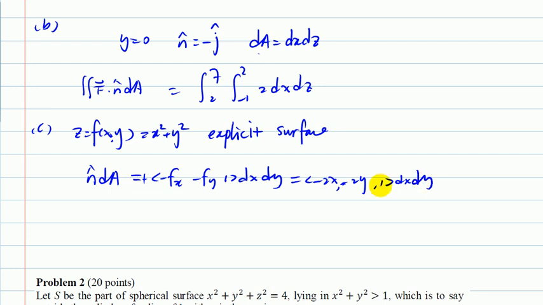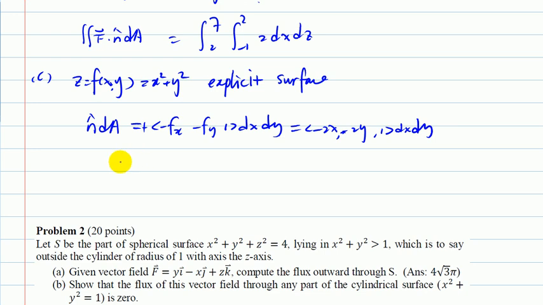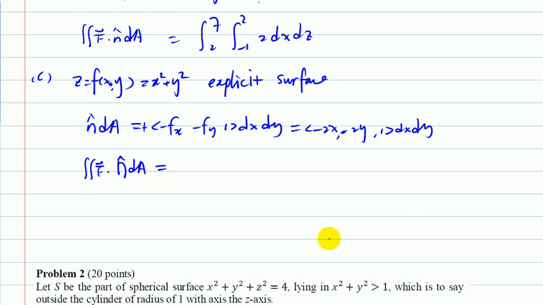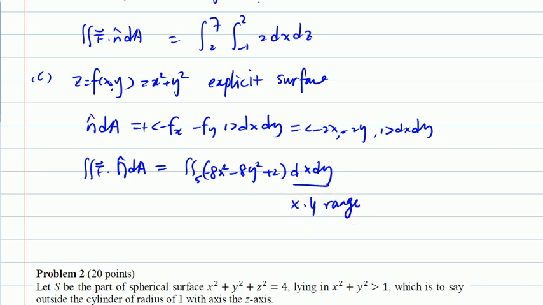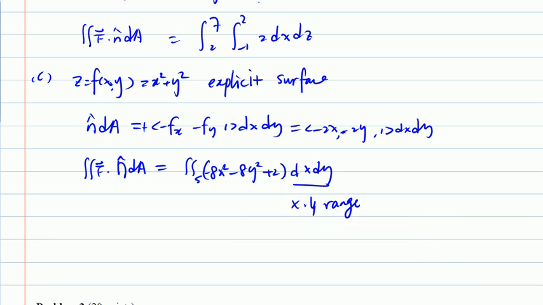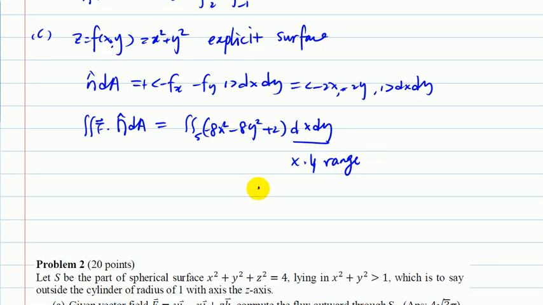So set this up properly and plug in everything. Your surface integral will turn out to be the integral of negative a x squared minus a y squared plus 2, dx dy. Now, when we're looking for the range for x and y, this xy range is determined by the shadow of the surface in the xy plane.